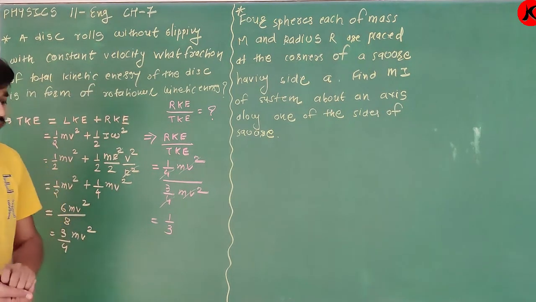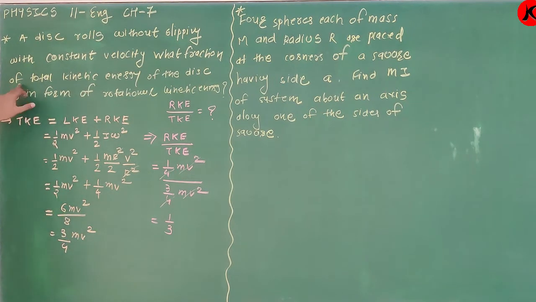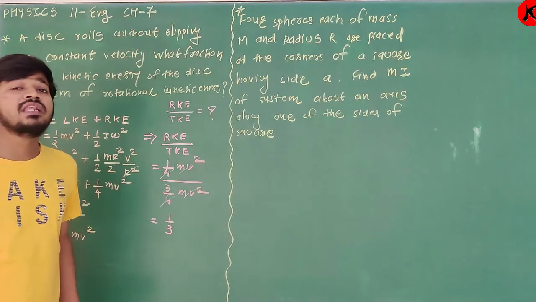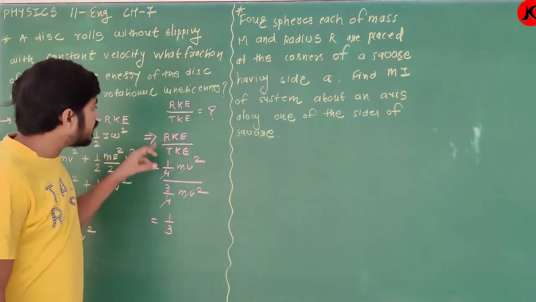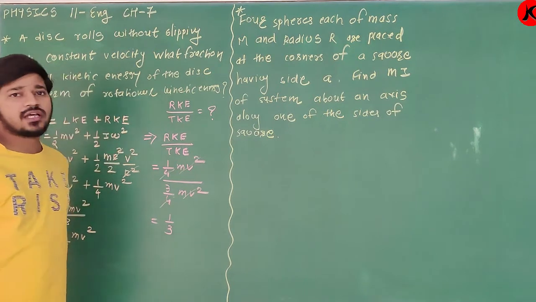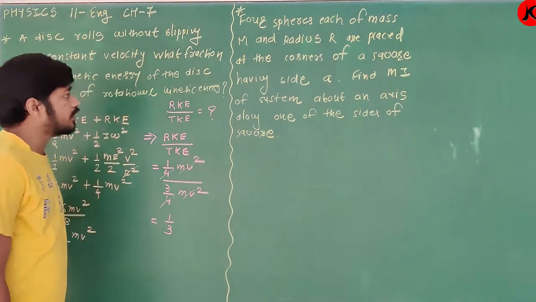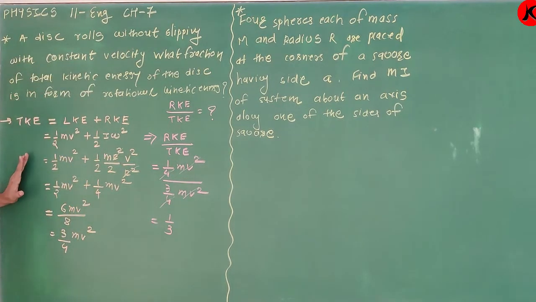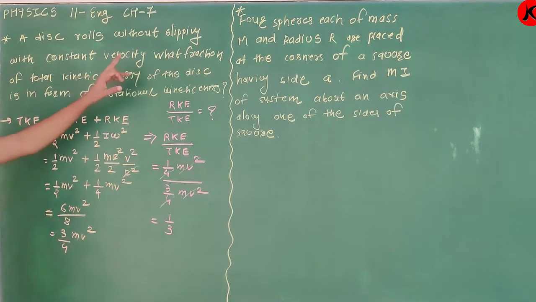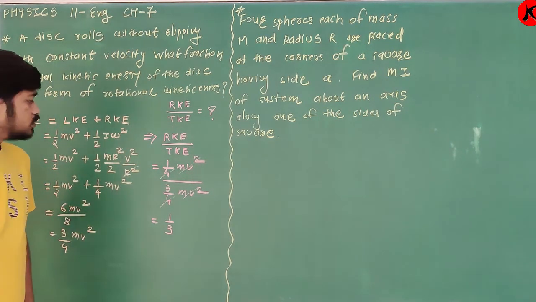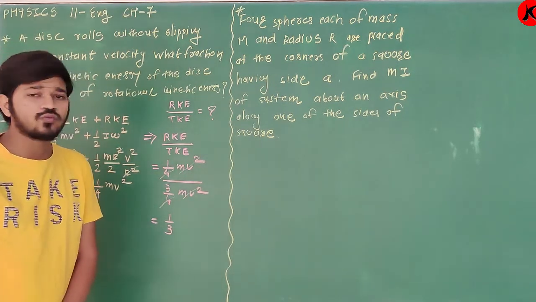Another question is possible, on the same problem. What fraction of total kinetic energy of the disk is in the form of linear kinetic energy? Then what you have to find? Linear kinetic energy upon total kinetic energy. So yes, it is one easy question. You have to understand what the question is. What fraction of total kinetic energy of the disk is in the form of rotational kinetic energy means you have to find the ratio of rotational kinetic energy and total kinetic energy. Yes, your answer is 1:3.